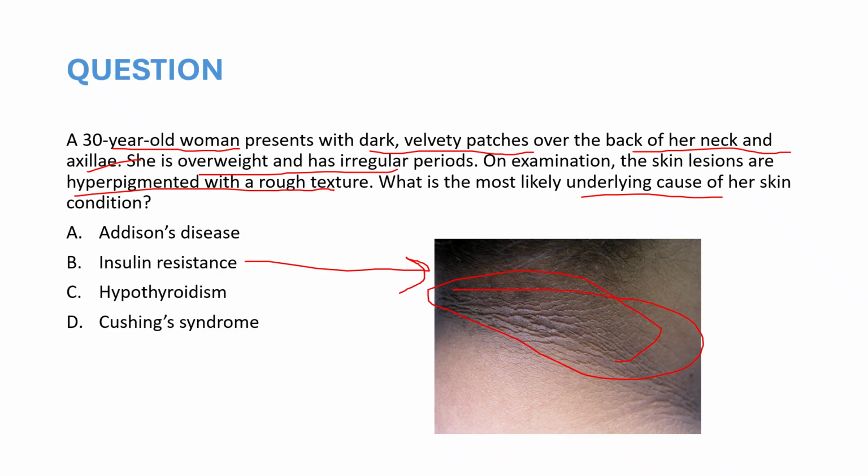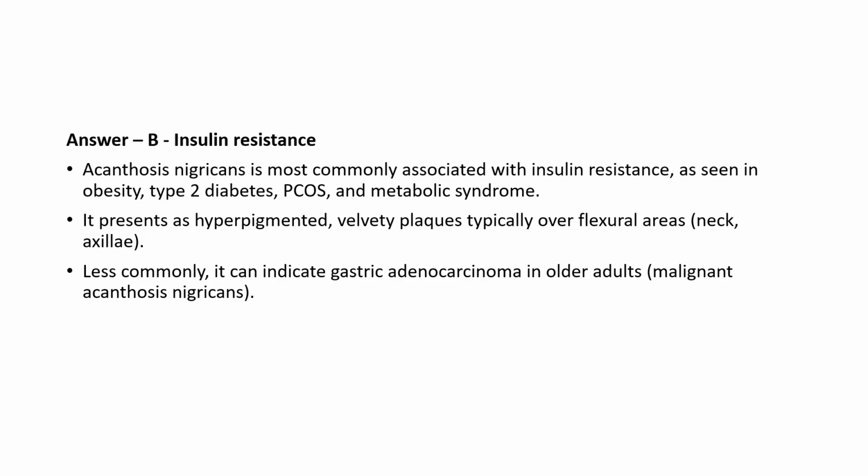What is Addison's disease? Addison's disease is hypoaldosteronism, right? So this has nothing to do with that. Also, due to raised ACTH, you may have hyperpigmentation, but it's usually over the knuckles and so on. Hypothyroidism, no, not associated with acanthosis nigricans. Cushing syndrome usually has the moon face and the buffalo hump on the back of the neck, but usually there is no hyperpigmentation as such. So this is due to insulin resistance.